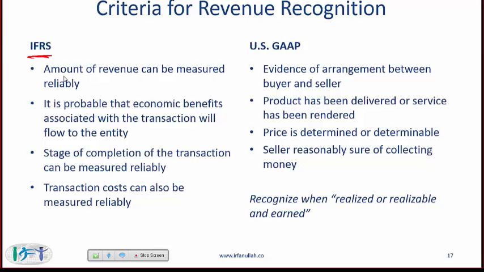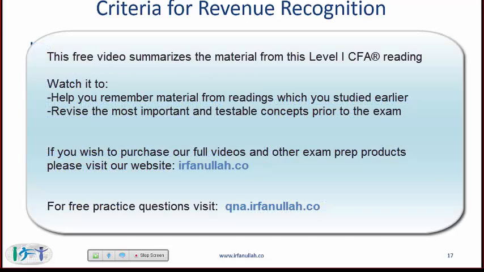This is what IFRS says. The amount of revenue can be measured reliably. So this condition needs to hold true when you recognize revenue. Also, it is probable that economic benefits associated with the transaction will flow to the entity. Stage of completion of the transaction can be measured reliably. Transaction costs can also be measured reliably. So when these hold true, then a company can recognize revenue.